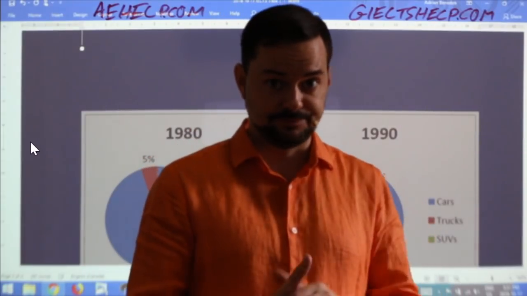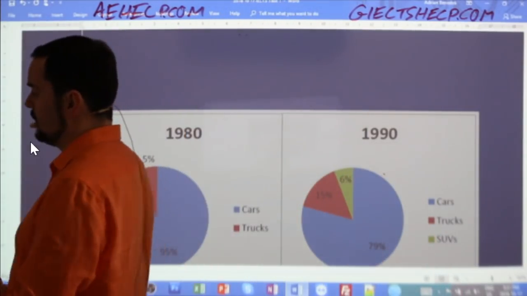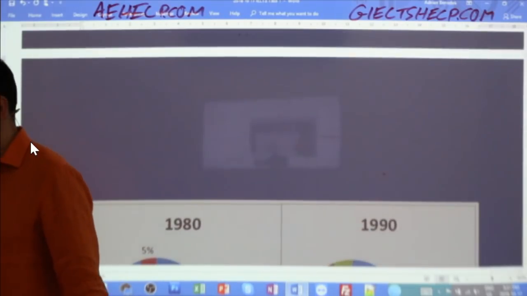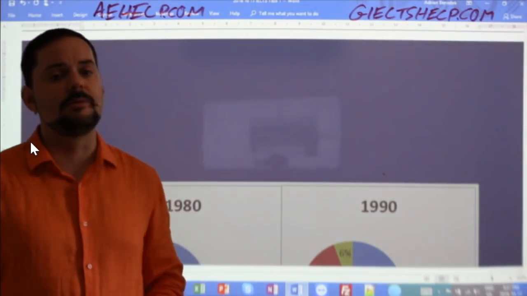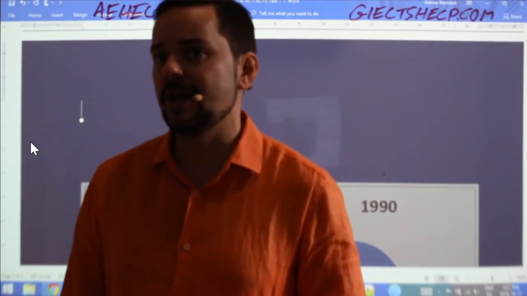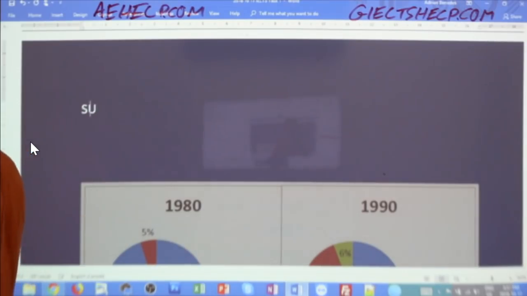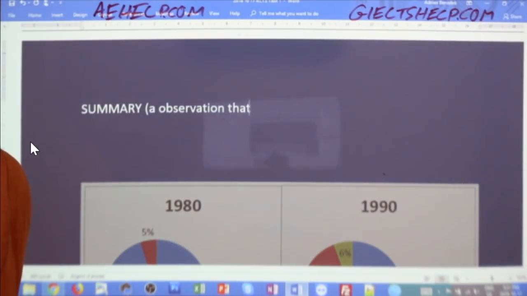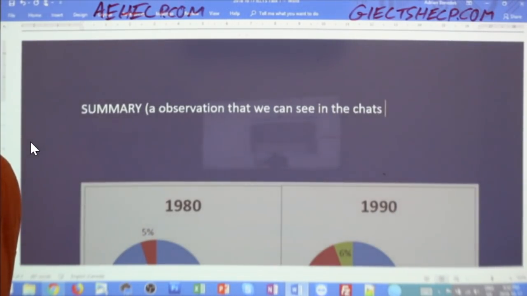make corrections. If you're very good and you have some solid skills in English writing, and you're like, hey, I know I probably didn't make any big mistakes in my essay here, then what you can do here is you can include a summary. Okay? A summary is a clear observation that we can draw or that we can see in the charts. Like, for example, a trend. Okay? So, and it's just one sentence.